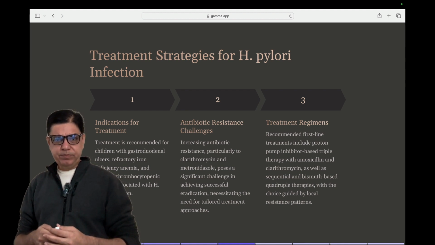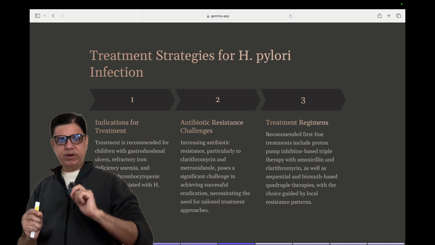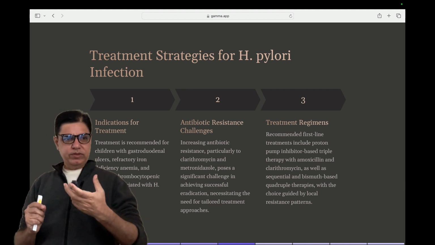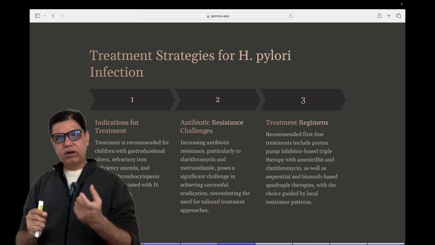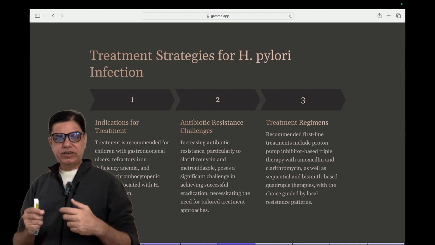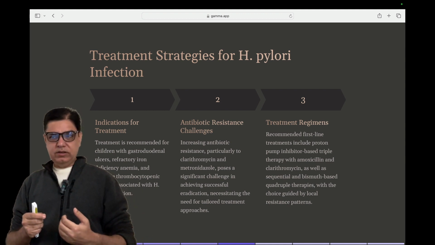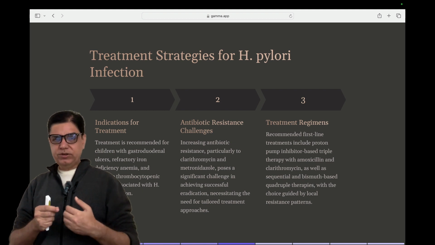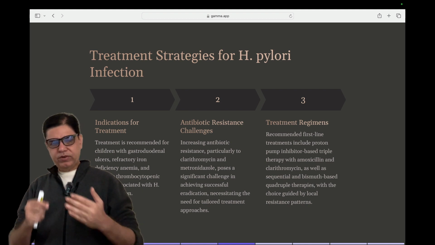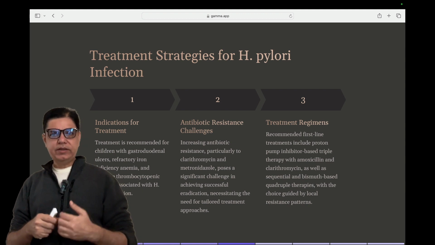pylori infection treatment. Now, it is also important that you consider antibiotic resistance. H. pylori is becoming resistant to either clarithromycin, which is one of the main medications used today, or metronidazole. So clarithromycin and metronidazole, they both are used to treat H. pylori infection. But recently we are seeing that the bacteria is becoming more and more resistant to these antibiotics, and that is causing a treatment problem globally. So there are different combinations that are used for that, again depending on the physician's discretion, and there are guidelines for that.